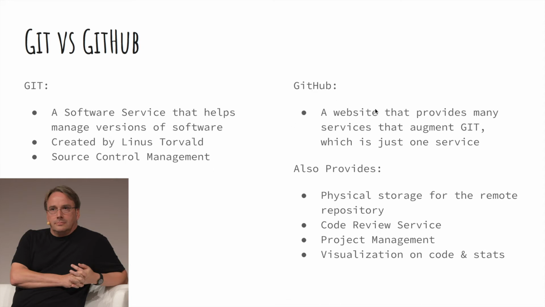GitHub, that's a website, and it provides services that augment Git. It does Git plus more. Git is just one service that it allows. It also does physical storage for the remote repository. It allows you to do some code reviewing. It allows you to do project management and visualization on all sorts of things. So GitHub is a website that does a lot more than just Git. Git just manages your source code.